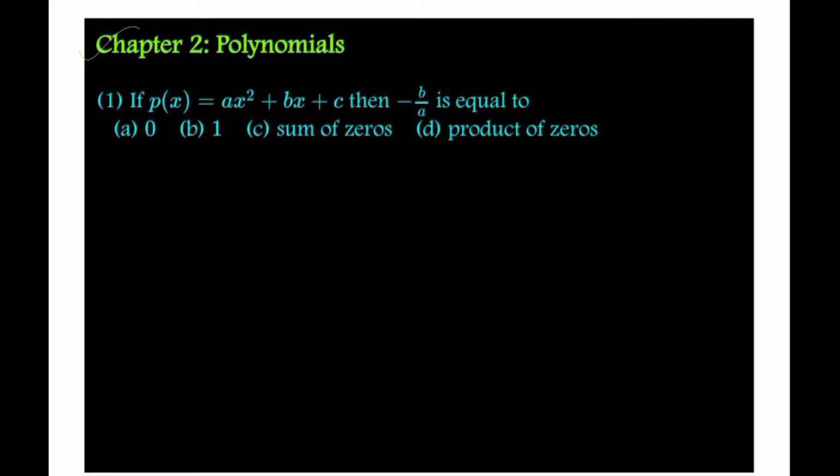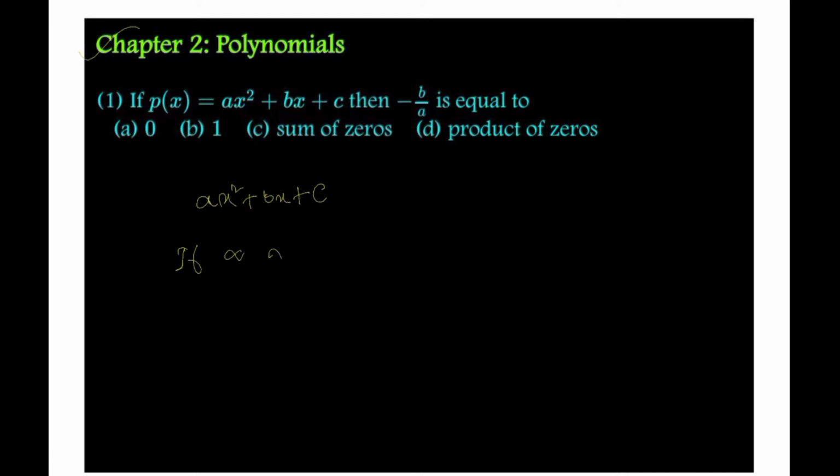The first question is, if p of x is equal to ax squared plus bx plus c, then minus b by a is equal to. Here, ax squared plus bx plus c is equal to 0 is the standard form of a quadratic equation. If you remove the 0 part, then it becomes the standard form of a quadratic polynomial.